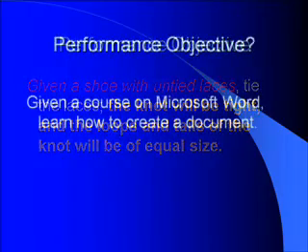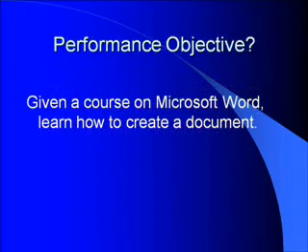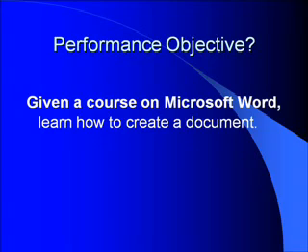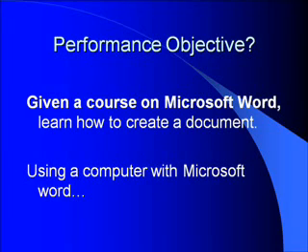Now let's look at some non-examples. This is an example of focusing on the instruction rather than the outcome. The condition is a course on Microsoft Word. Granted, we want them to be able to create a document after having taken the course, but the course is not a requirement for being able to create the document. Maybe they learned by trial and error. The point is, we just want them to be able to do it. A better condition might be using a computer with Microsoft Word.